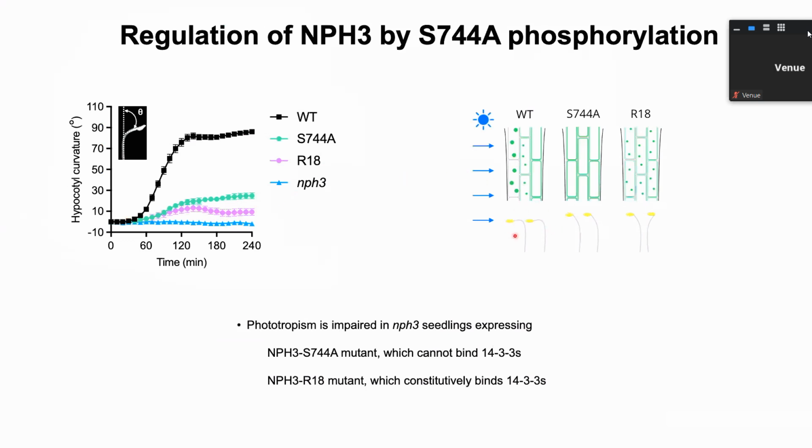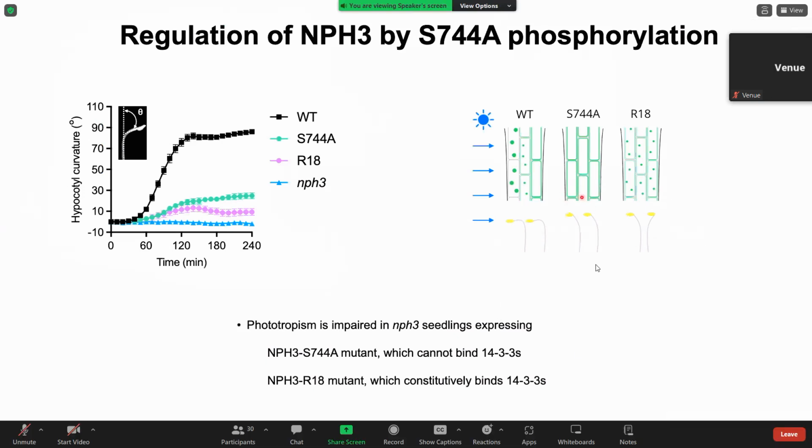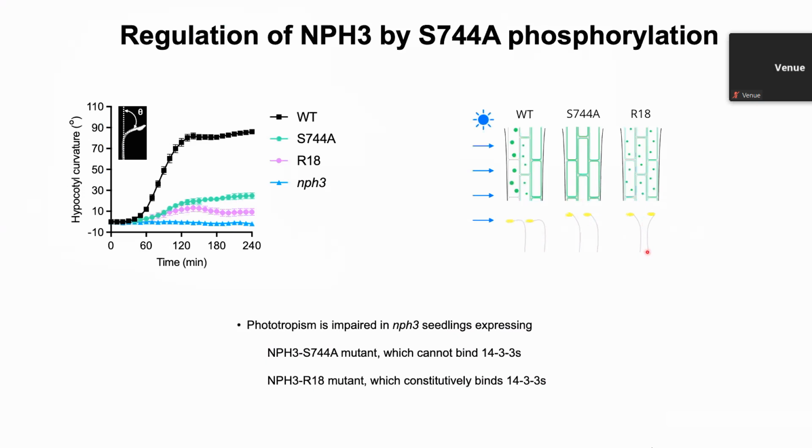So essentially, as a recap, you need a light gradient for full establishment of phototropism. If you've got an MPH3 form that can't form condensates and so can't form a light gradient, you have severely reduced phototropism. It's still functional to a degree. Likewise, if you've got constitutive 14-3-3 binding, you've got a small ability to have this phototropic response.